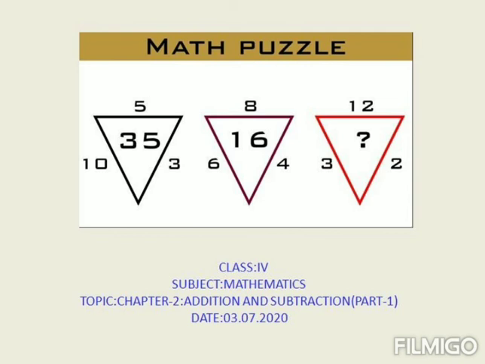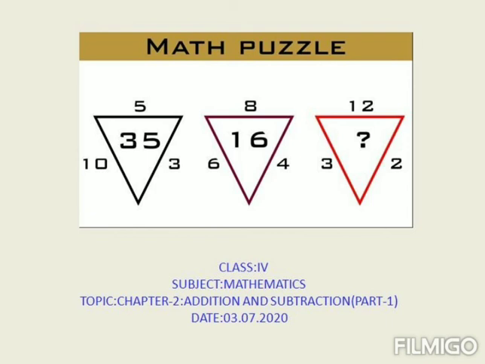See children, I will tell you the pattern here. In the first triangle, multiply 10 and 5. You know what 10 5s are? It is 50. And now multiply 3 and 5. 3 5s are 15. Now you subtract 15 from 50. That is 50 minus 15, that is 35. So this is your answer inside the triangle.